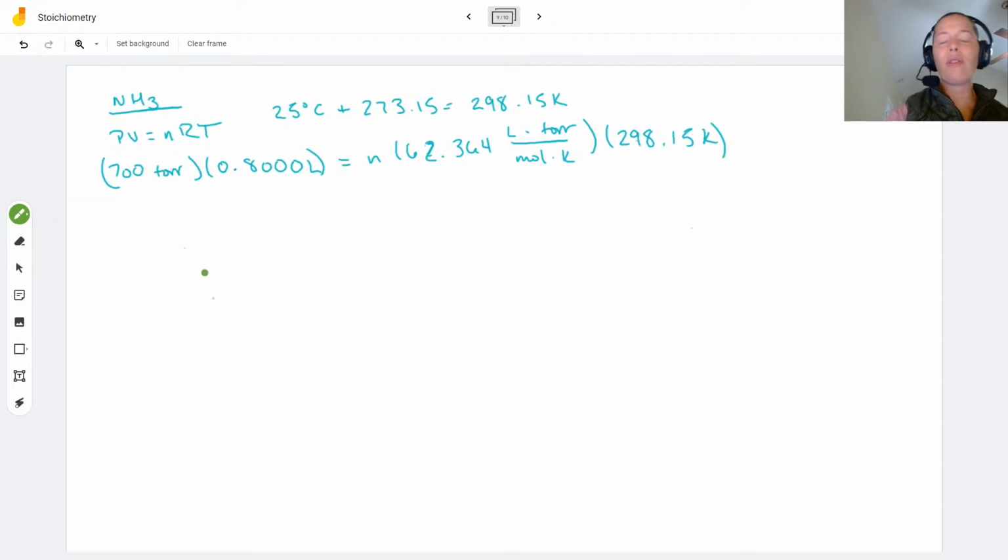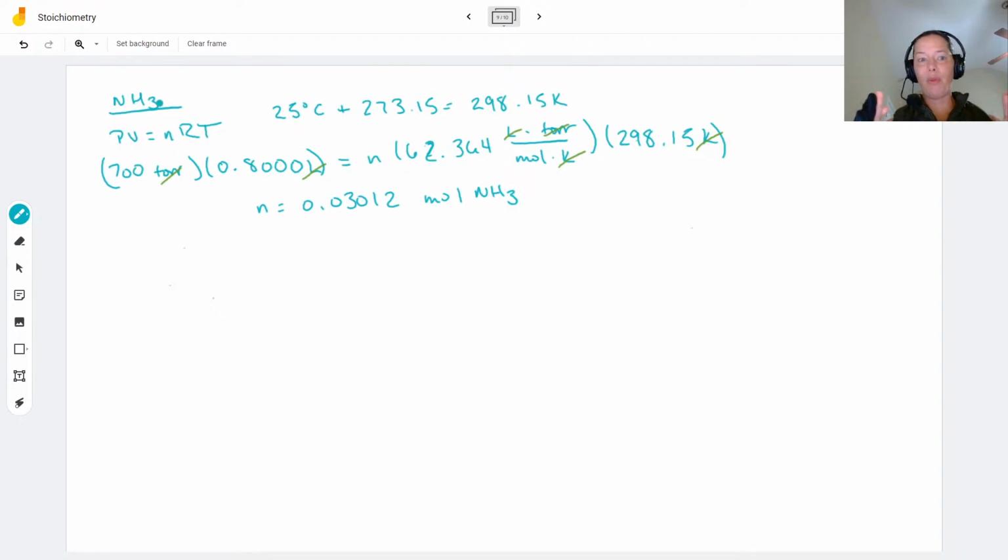Just make sure your units are doing what they need to do. Torr, yes. Liters, yes. Kelvin, yes. I'm left with moles, and N is in moles. So my units are doing what I need them to do. Solving for N, I get 0.03012 moles of ammonia, because I'm working with all of the information on ammonia here. All right, let's go carbon dioxide.